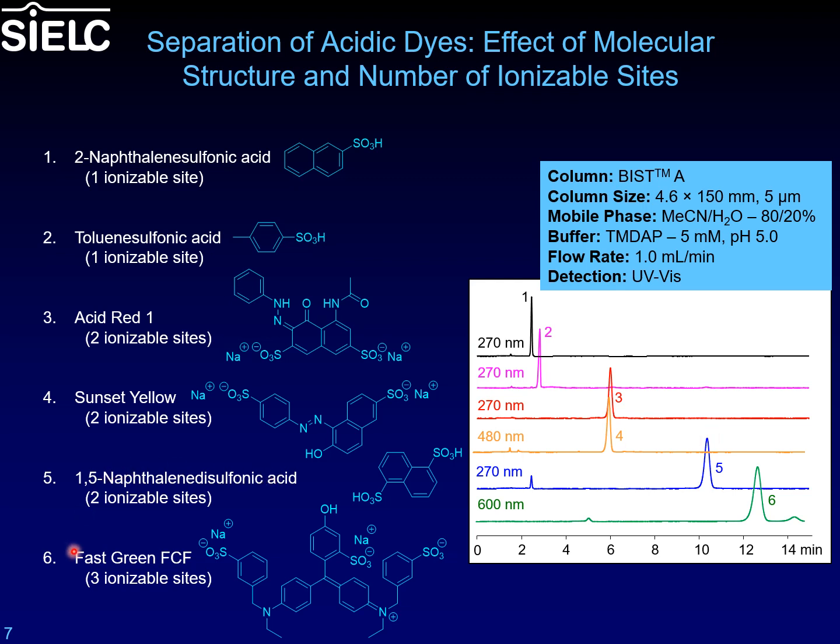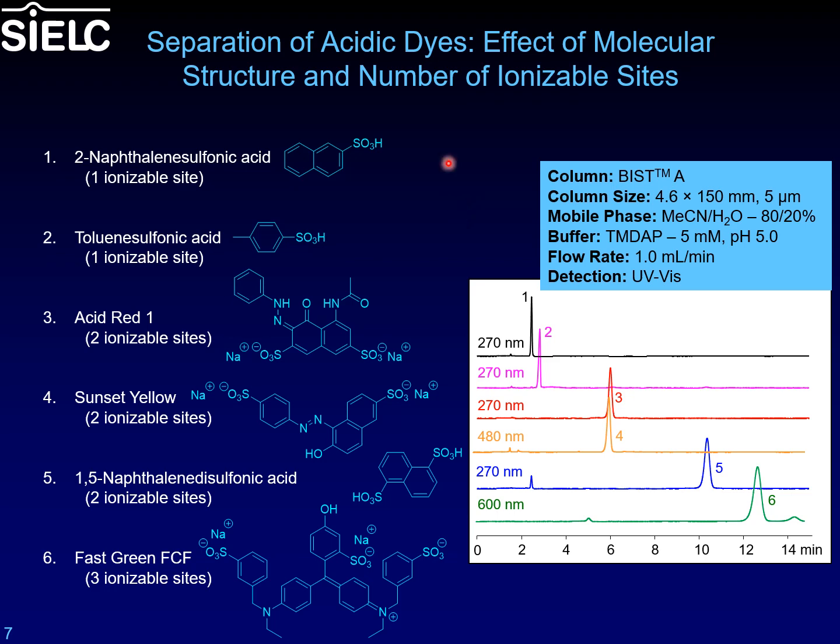And then if we were to try to elute fast green FCF food dye from these conditions, we would find that the compound, which contains 3 ionizable sites, would elute at a retention time of greater than 12 minutes. So the number of ionizable sites is greatly impactful to the degree of retention on the BIST columns, as is the molecular structure.